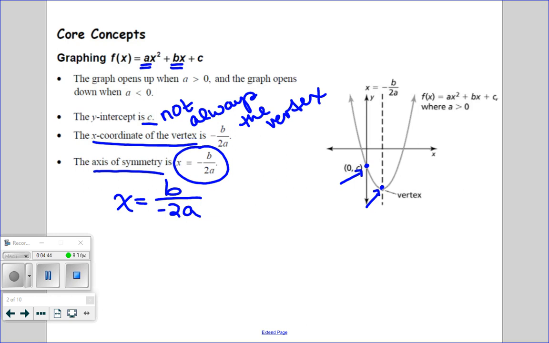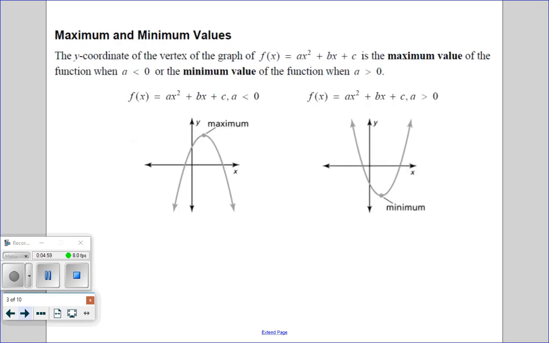Okay, but as long as you know those 2 numbers from the standard form, you can find the axis of symmetry for your quadratic equation and also the x coordinate for your vertex, right? So that's kind of the big idea. In addition, though, if you find the full vertex, we'll also know what the max and min of our parabola is.